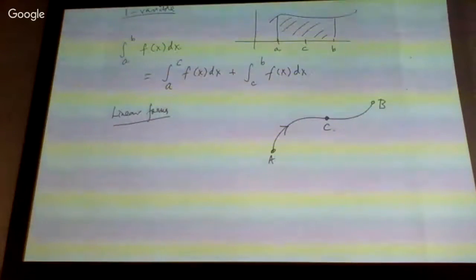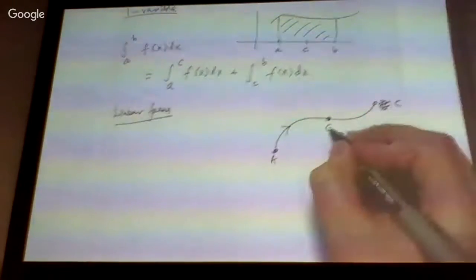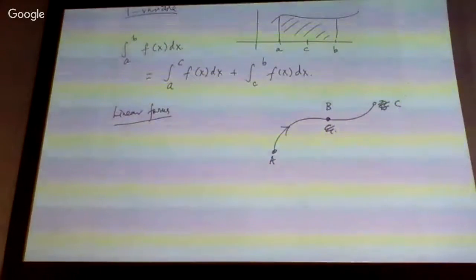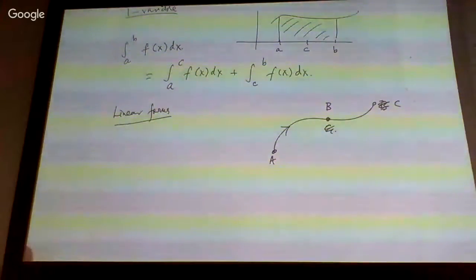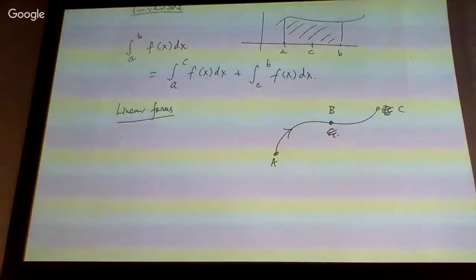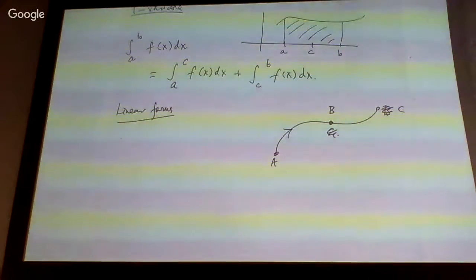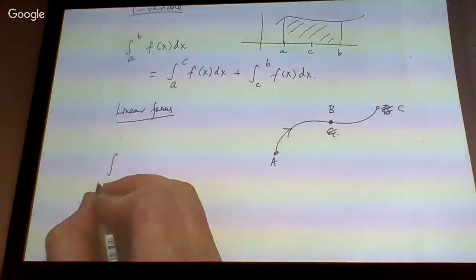Okay, let's stick with the use in the notes. In my notes, I called C the endpoint and B the value in the middle. Remember, A, B, and C, they're just letters. You got to think in terms of structurally more what they mean. So here, the idea is the integral from A to C.